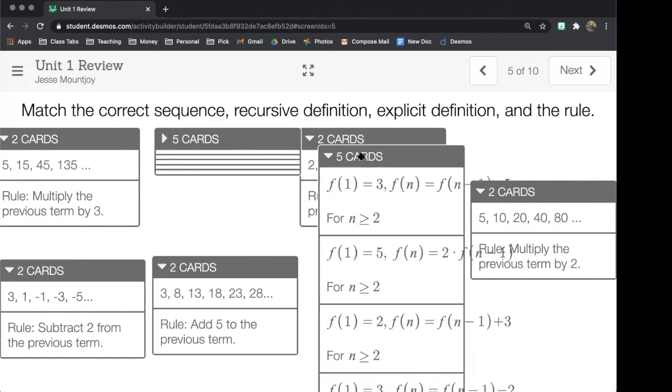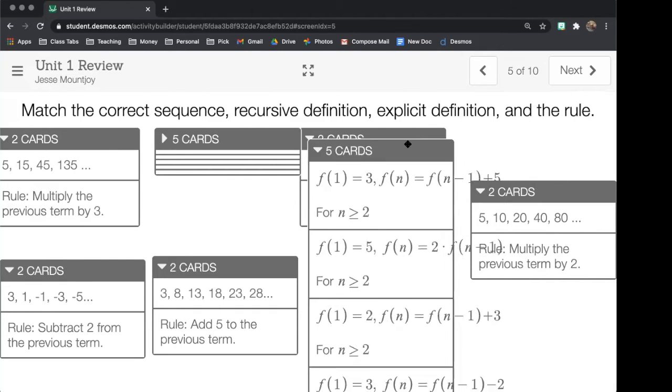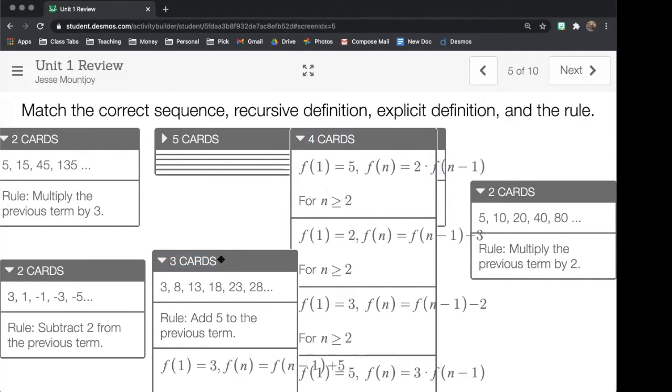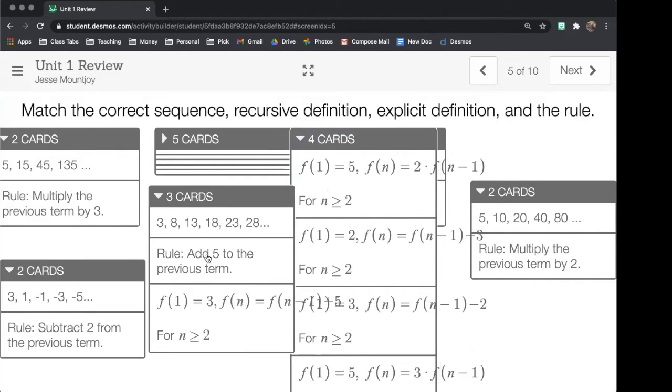So I already know that this first one goes to one of these two. That one starts at 5, this one starts at 2, this one starts at 5. So now I have to look at the rule. What does the rule say? Take your last number and add 5. Well, that's easy. This one's the one that says add 5 to it. Do you see how it says add 5 and there's a plus 5 in my equation?